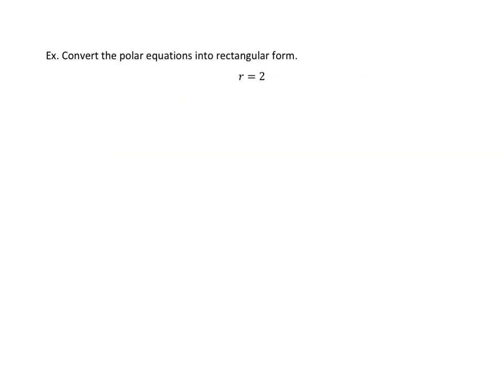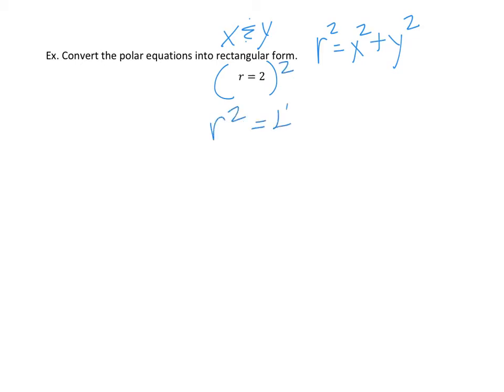Convert the polar equations into rectangular form. If I want rectangular form, I want x's and y's. We know r squared equals x squared plus y squared. In order to get to that, we would have to square both sides and then make the substitution. If I'm squaring both sides, I'm going to have r squared equals 4, which means I'm going to have x squared plus y squared equals 4.